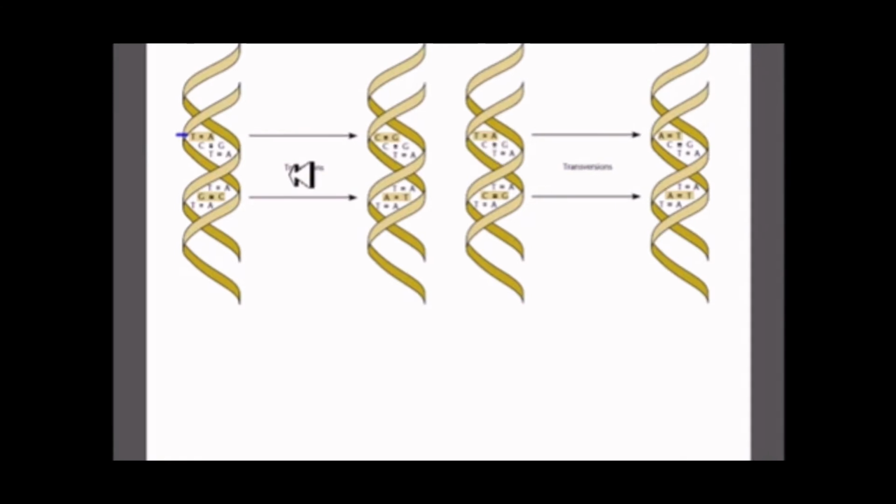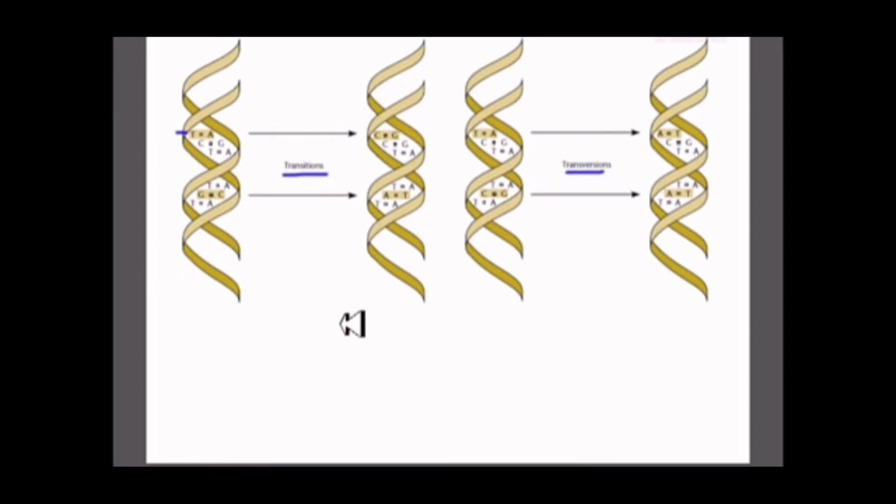Now, what are transitions and what are transversions? We know that there are two types of bases in the DNA. One is purine bases and the other is pyrimidine bases. Purine bases are adenine and guanine, and the pyrimidine bases are thymine and cytosine. Adenine pairs with thymine and guanine pairs with cytosine, which is our basic rule.